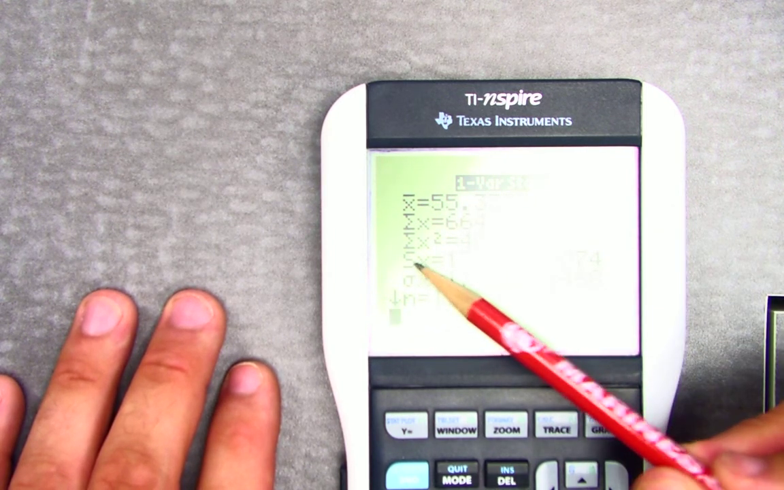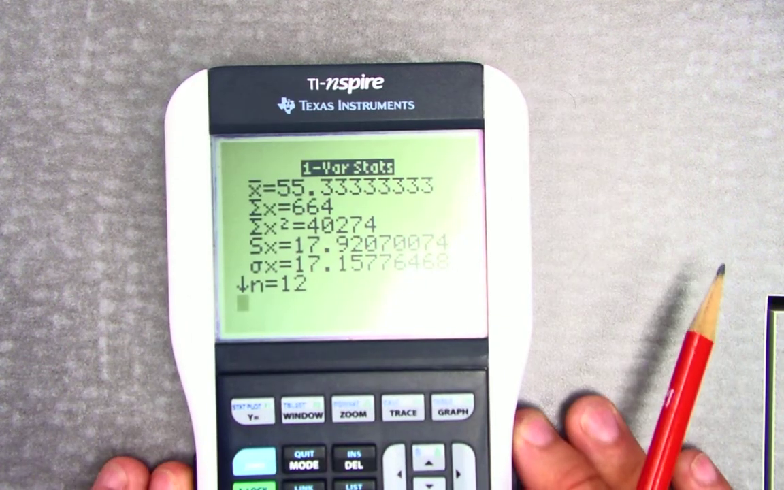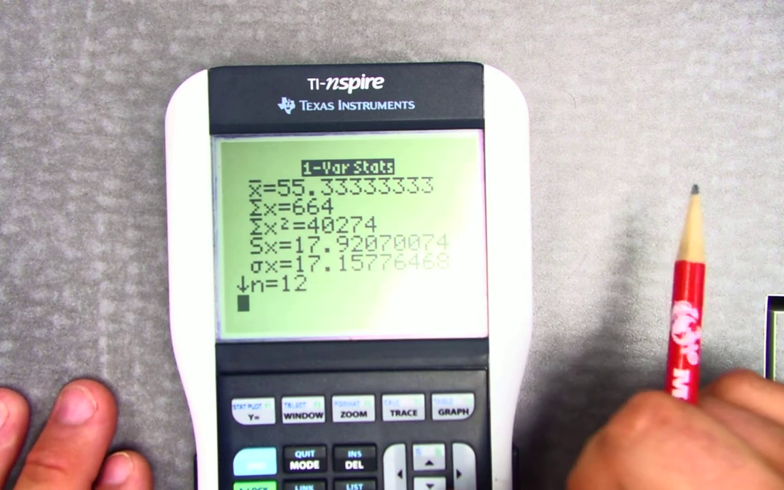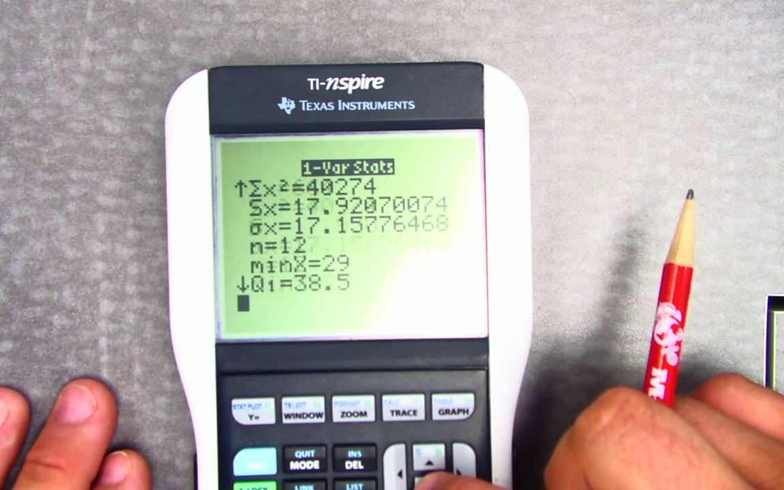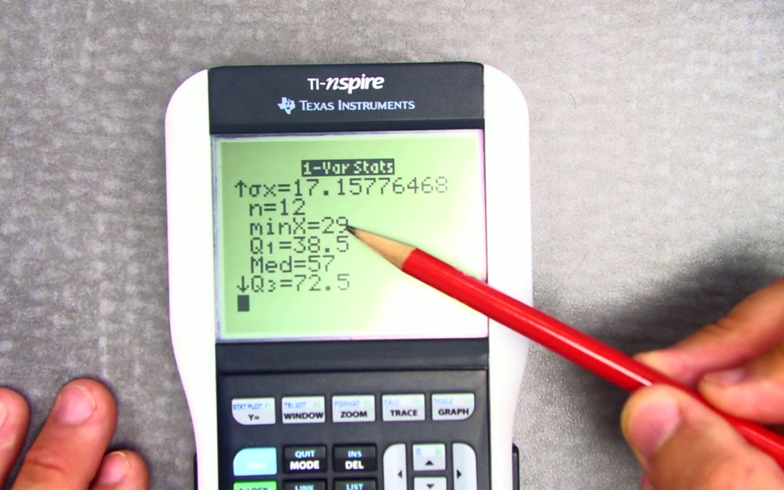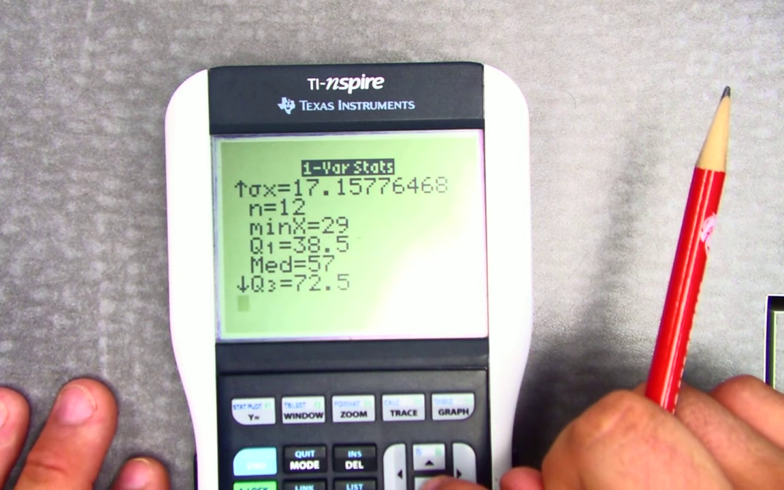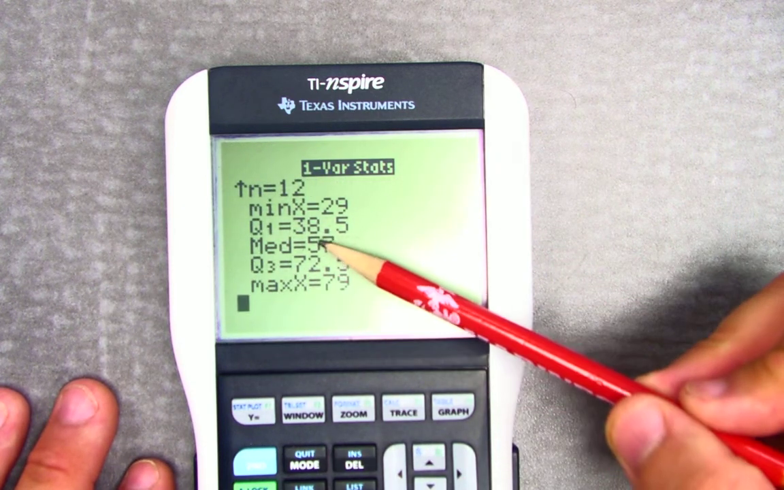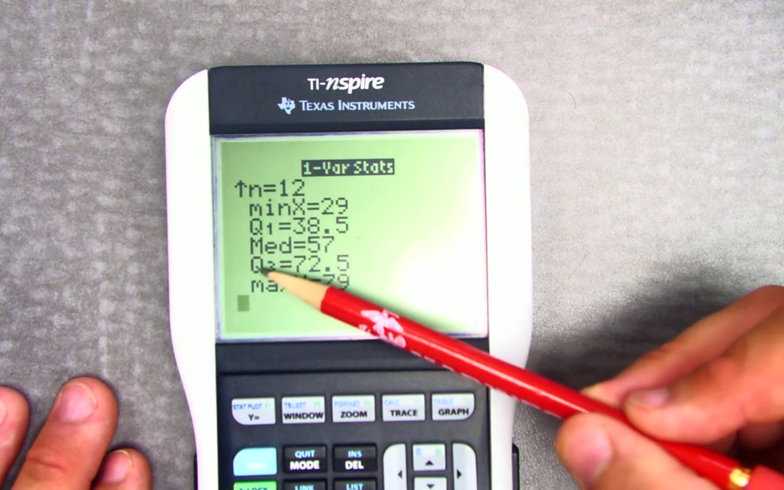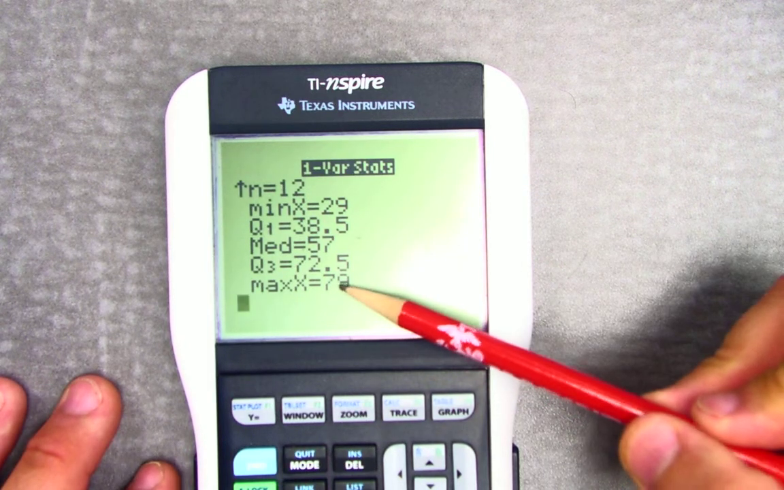You might recognize that SX is a standard deviation, or sample standard deviation. N means the number of items, so there were 12 data points. And then it gives us these numbers here. The minimum X, the smallest value, Q1, which is our first quartile, they calculated that for us. The median, which is actually the same as Q2. And then Q3 is the third quartile, which they calculated for us. And then the max value, 79.